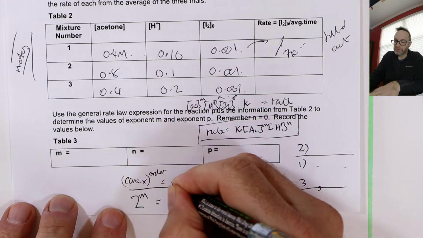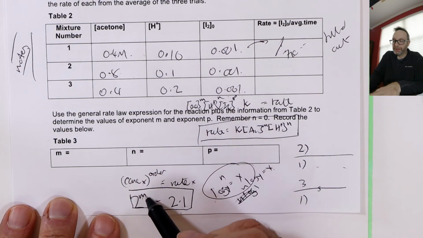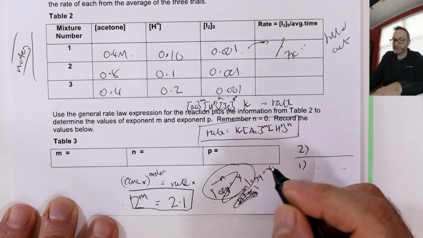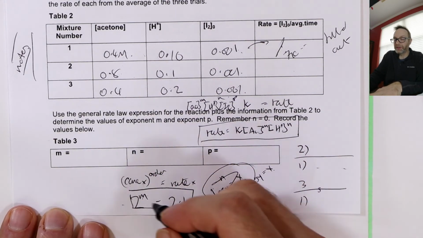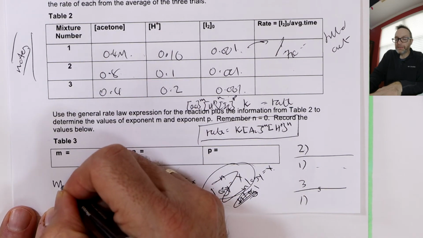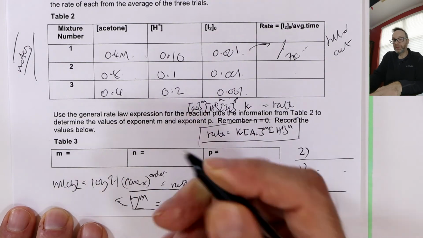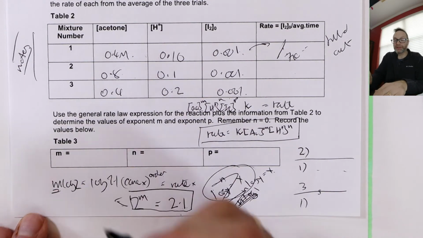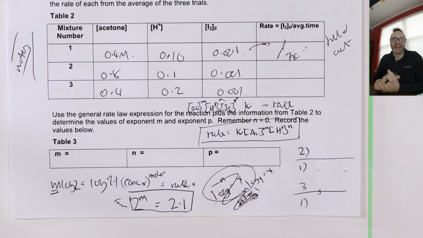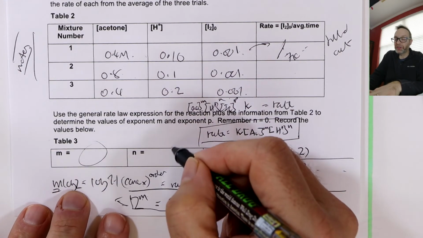Actually, I should do it properly, shouldn't I? Take the log of both sides. So if I do that over here real quick, m log 2 equals log 2.1. And you can take it from there to solve for m: log 2.1 over log 2. So you can do that, and you can get the order. And then you round, because it's either 0, 1, or 2, and then write in that integer in here.